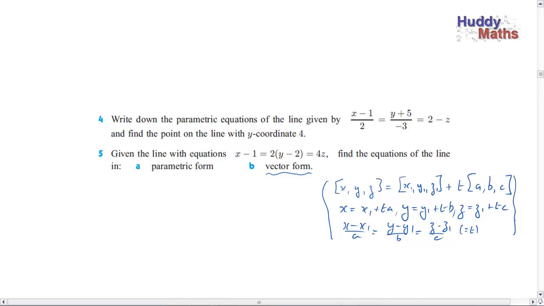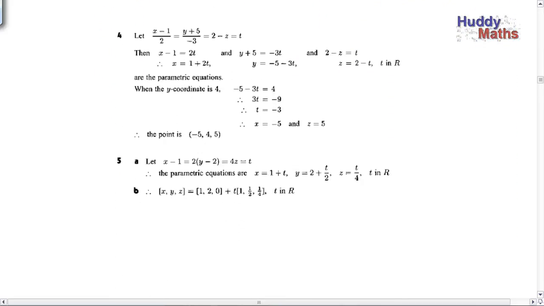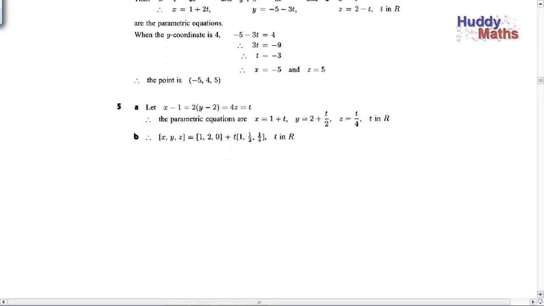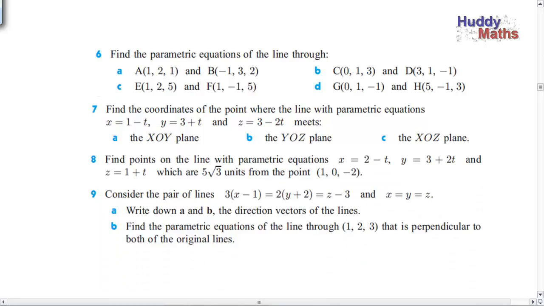All right, pause the presentation and have a go. I'll show you the solutions down below. Okay, let's look at the solutions now. Okay, 4 and 5, and just make sure you're understanding those now. Okay, let's go on. We've got a few exciting pieces to do now that we've established the idea of those equations.